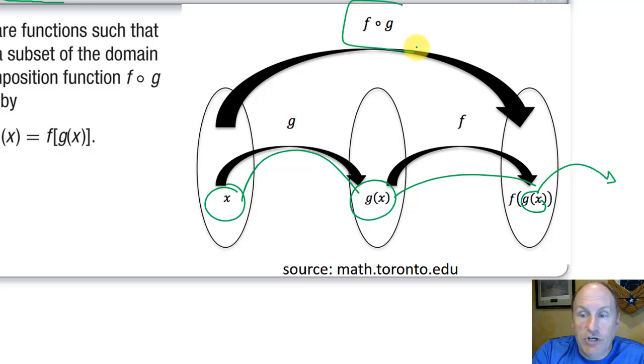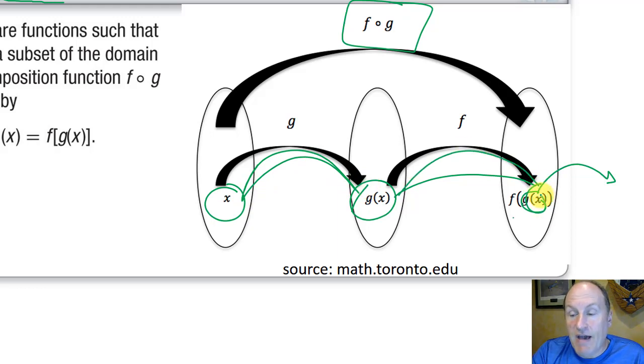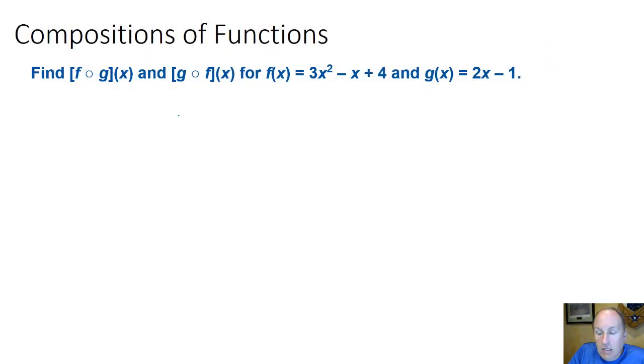So f of g of x means taking the input of x, putting it into g of x, evaluating g of x, and then putting the g of x into input of f of g of x. And then our answer is what comes off the assembly line, if you will. Let's look at an example of compositions of functions.